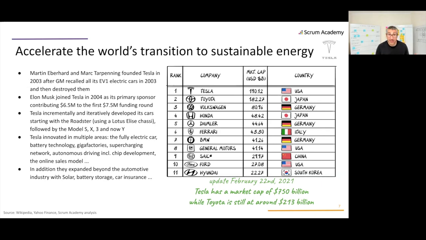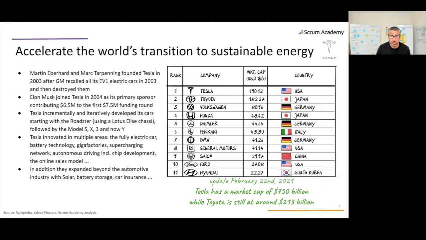And with all the innovation and the pace of innovation that they were able to deliver, they managed to not only surpass Toyota, which you see on the right-hand side, this was from June, July last year, as the most valuable automotive company, but actually triple or quadruple their value on the stock market even after that, right? And today, I think last time I checked was February 22nd, Tesla was still very, very high. Toyota has slightly gone up from 182 billion to 213 billion. And that's the case for almost all the other car companies as well.